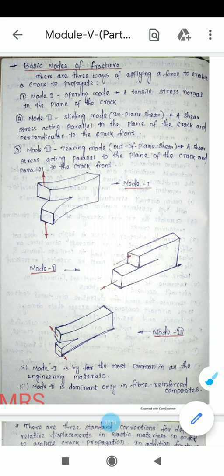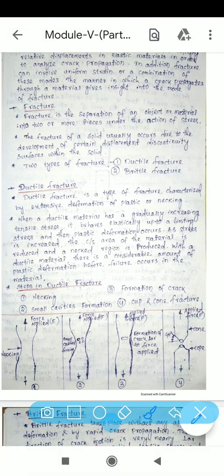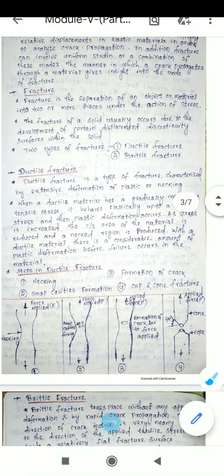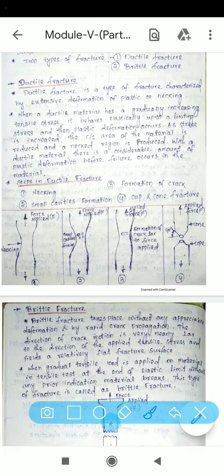So next one is a type of fracture. Generally there are two fractures: one is your ductile fracture and the other one is your brittle fracture. First one is your ductile fracture.